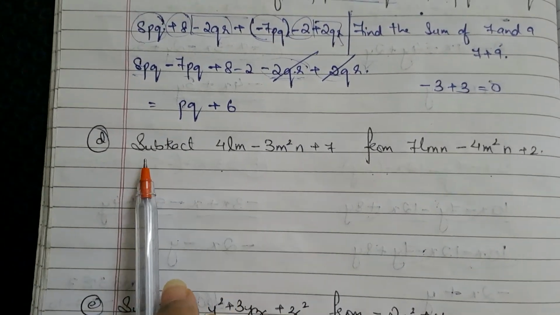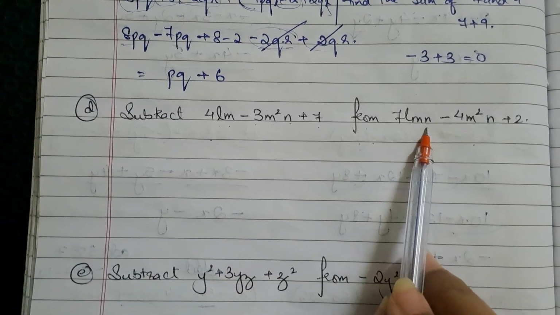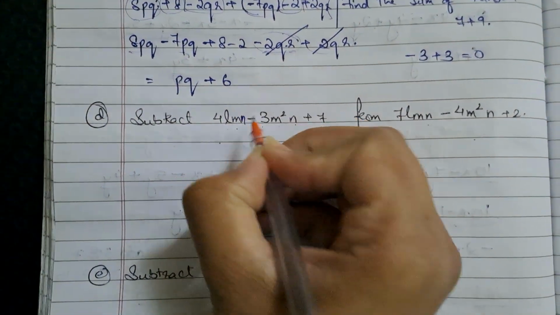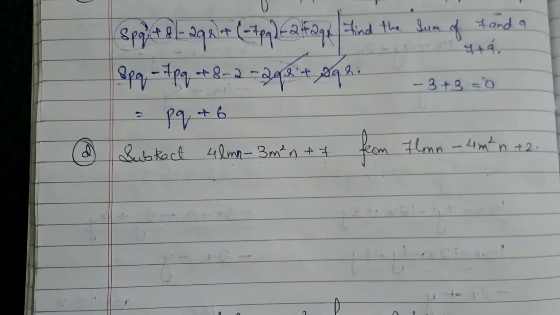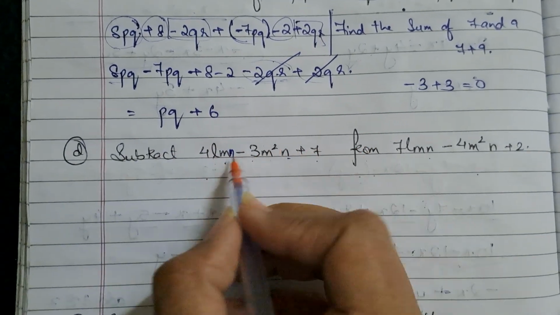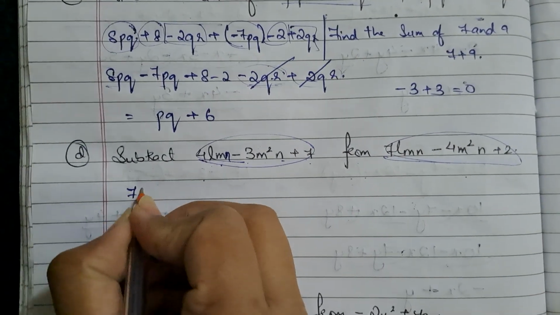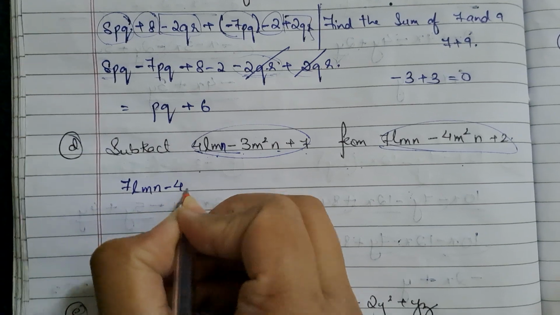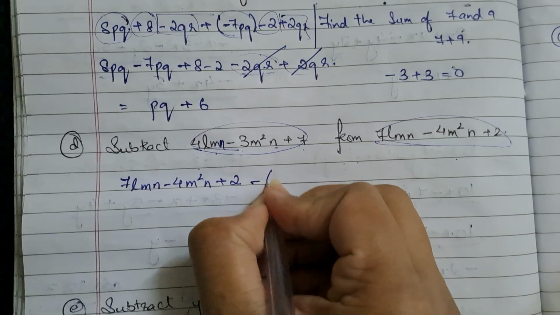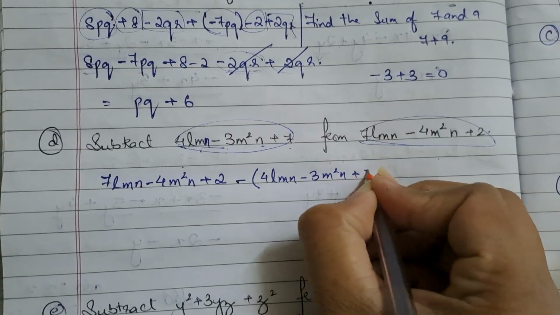Let's see the questions in here. It says subtract 4lmn minus 3m square n plus 7 from 7lmn minus 4m square n plus 2. Here there was supposed to be an n which I missed. So what I'm going to do is, this is subtract this. This is one particular expression. I have to subtract this from this. So this will be written first. So it is 7lmn minus 4m square n plus 2. From this, now I have to subtract this 4lmn minus 3m square n plus 7.